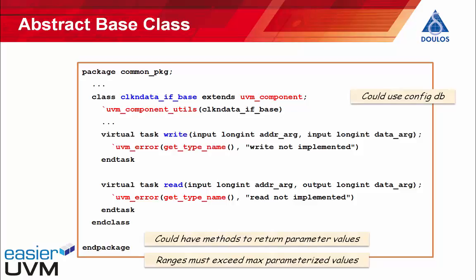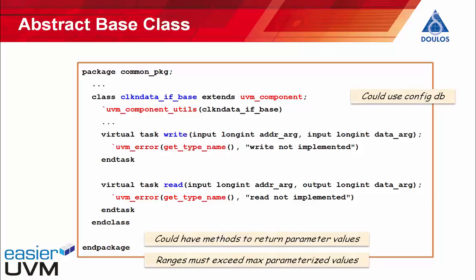This class is not parameterized as such. This is an abstract base class that we're going to use to access all the various instantiations of our parameterized SystemVerilog interface. So it's very important that any ranges within these methods exceed the maximum parameterized values of our actual parameterized SystemVerilog interface. So we've chosen to make the arguments here long ints, so we've got at least 64 bits to play with. You just need to make sure that the values here are big enough to deal with any of the interesting parameterizations of your SystemVerilog interface.